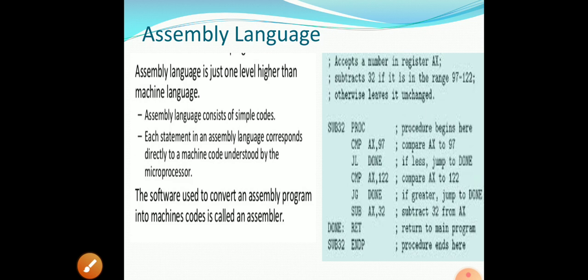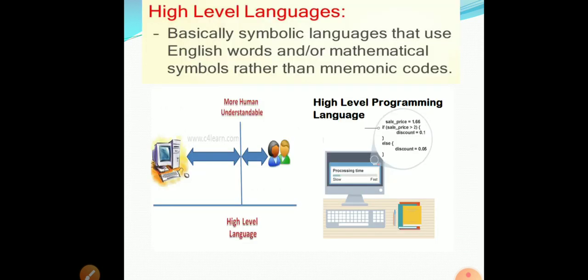Assembly language is just one level higher than machine language. Assembly language consists of simple mnemonic codes or symbols in place of 0 and 1. High level programming language is understood by us, that is English words and mathematical symbols rather than mnemonic codes. These are user friendly and machine independent languages.